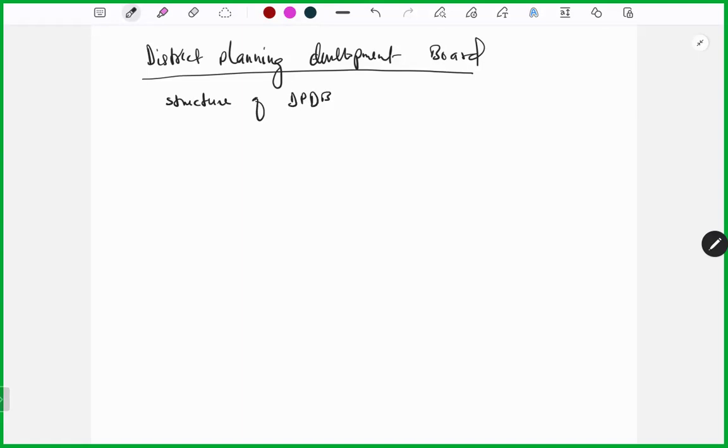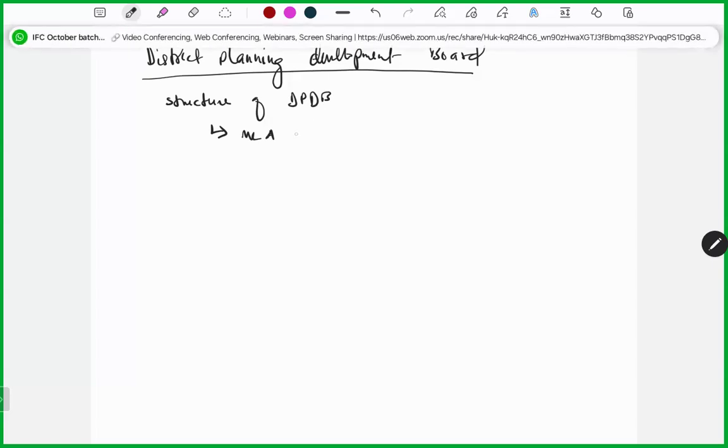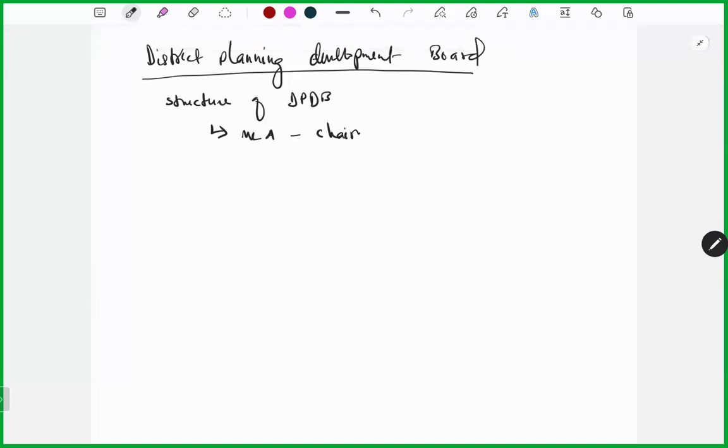Okay. So the first thing we need to know is the structure of what we call the DPDB. The chairman used to be, in Zunheboto, we have only one MLA, so he is by default the chairman. The MLA of a local district is the chairman. In some districts like Mokokchung, they have around 10 MLAs, so it depends on them who would be the chairman of the DPDB. But for this district, we have only one MLA, hence he is the chairman by default. Then the vice chairman is the DC.